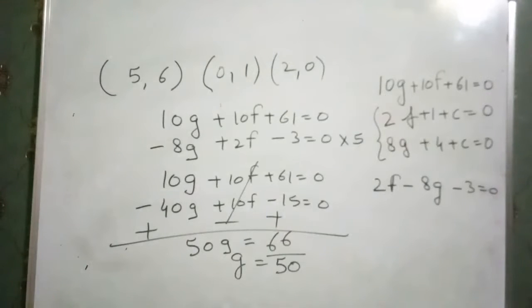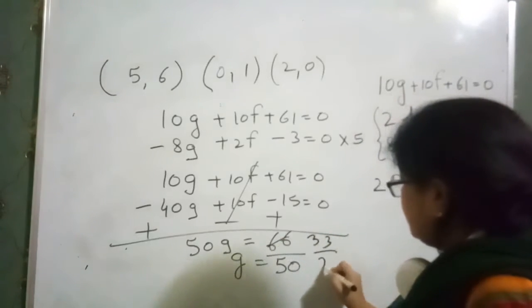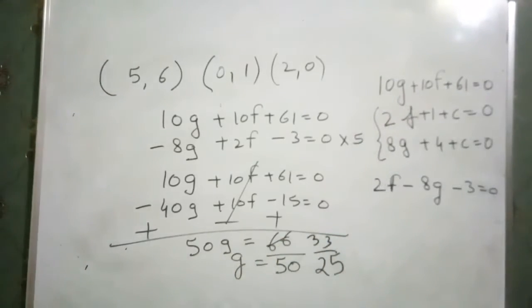Value of g, I think it can be cut down. 2 3s are 6, 33 over 25. Clear?